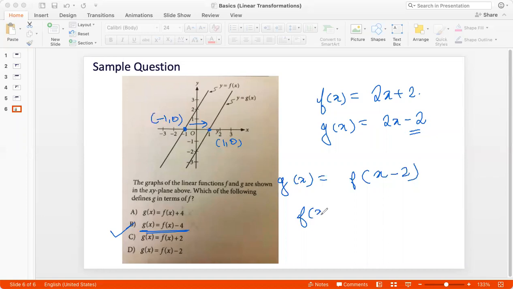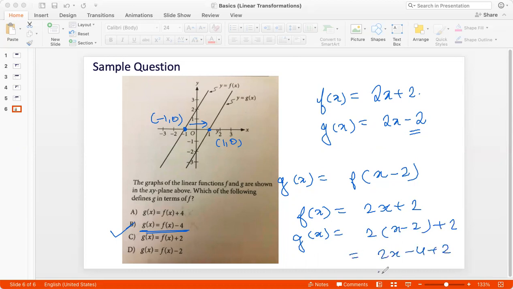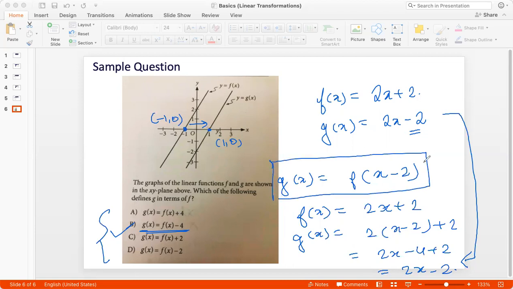So what is f(x)? f(x) is 2x + 2. So g(x) should be 2(x - 2) + 2, which is 2x - 4 + 2, which is 2x - 2. So I get the same result when I apply a horizontal transformation. So this is the concept, right? Here, the options were representing vertical transformation, so B was the right answer. But if the options had represented a horizontal transformation, then this would be the correct answer.